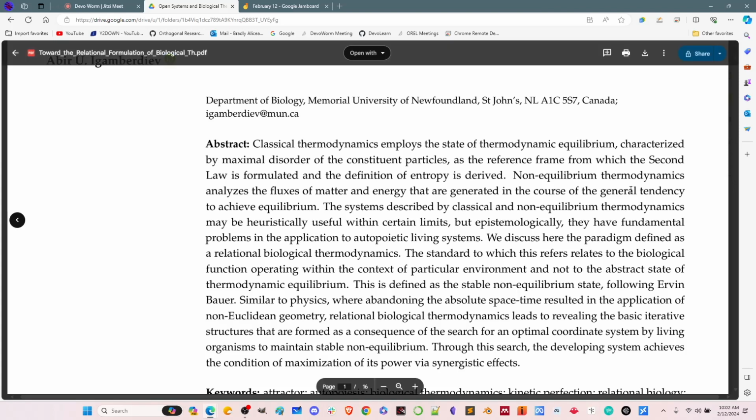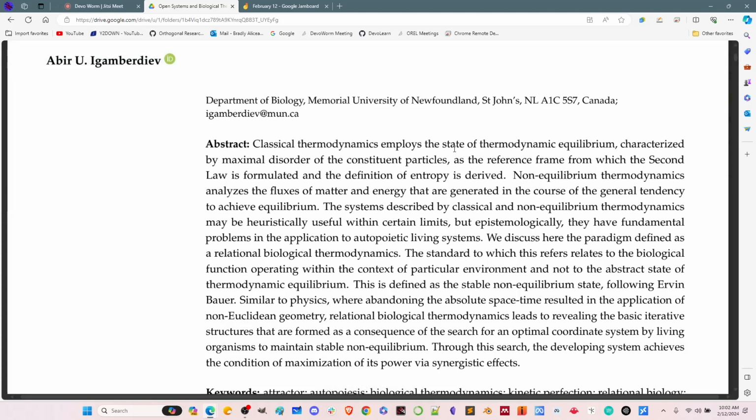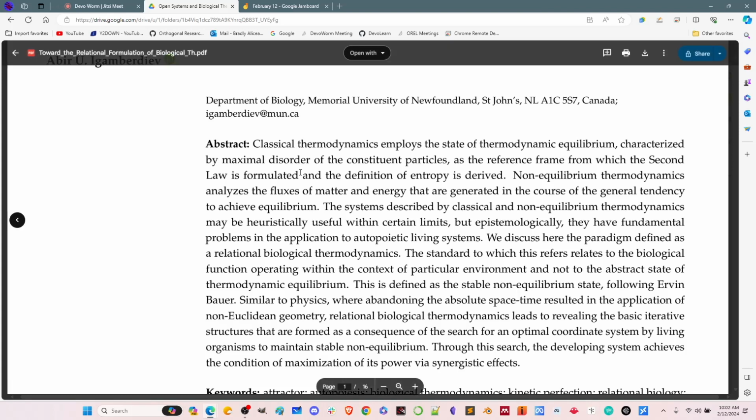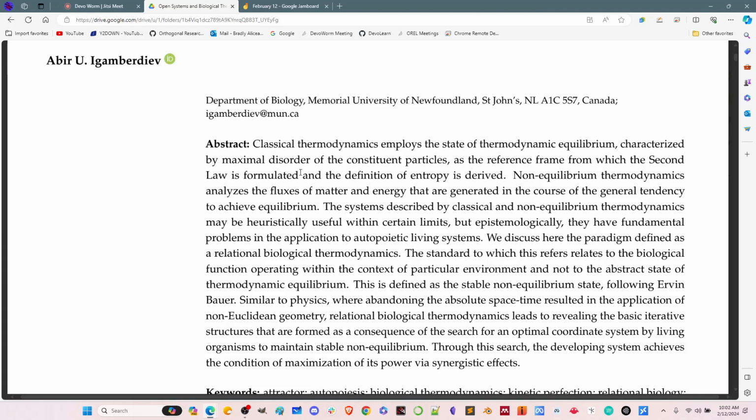So the abstract reads, classical thermodynamics employs the state of thermodynamic equilibrium, characterized by maximal disorder of the constituent particles, as the reference frame from which the second law is formulated and the definition of entropy is derived. So this is the classical statistical mechanics model, where you have a landscape of particles at different energetic states. You start out there with a closed system, and then the energy decreases as time goes on because there's no new energy coming in. And those particles, being in all these different energetic states, settle into minimal energetic states. And those minimal energetic states define a landscape that defines this entropy profile.